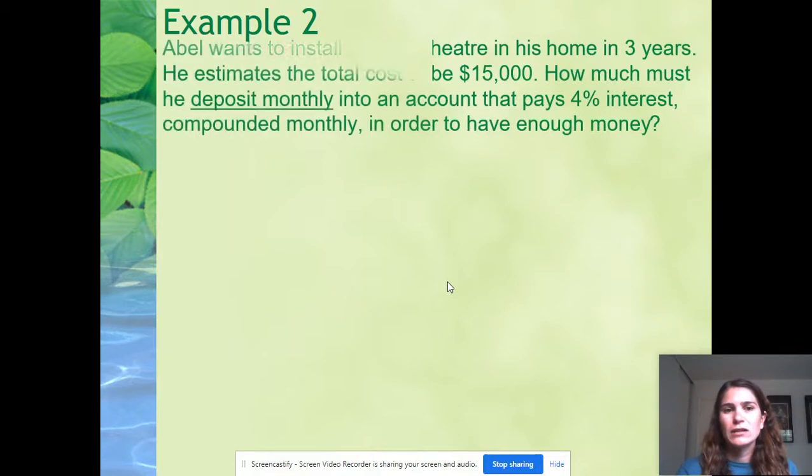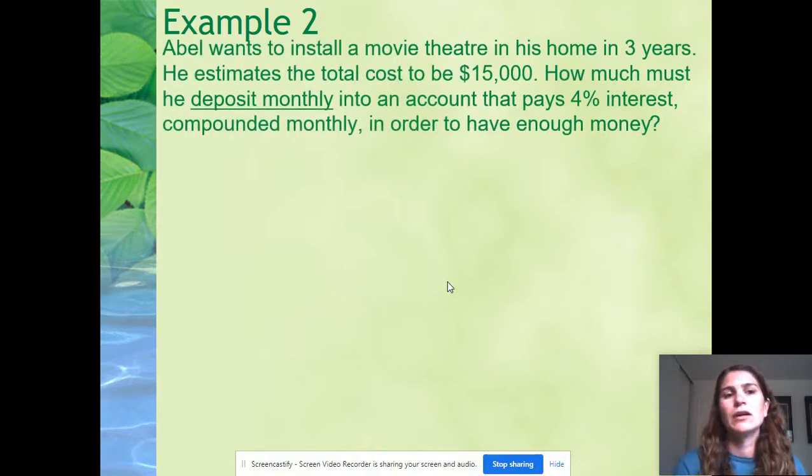Okay, let's go ahead and try example number 2. So Abel wants to install a movie theater in his home in 3 years. He estimates that the total cost is going to be $15,000. So how much money should he deposit monthly into his account that pays a 4% interest rate compounded monthly? It's also monthly, in order to have enough money.